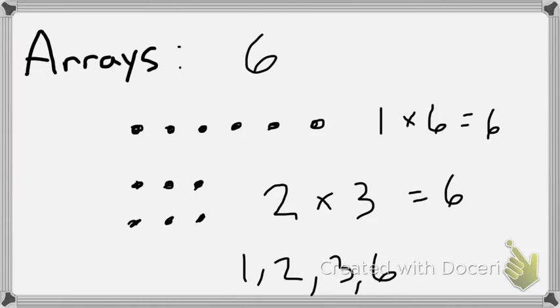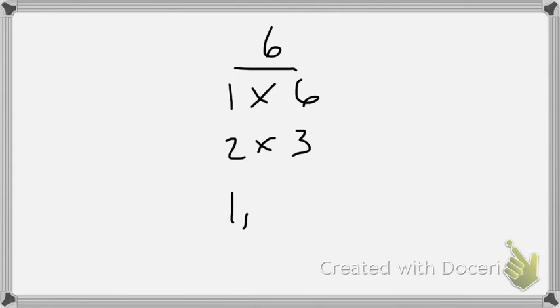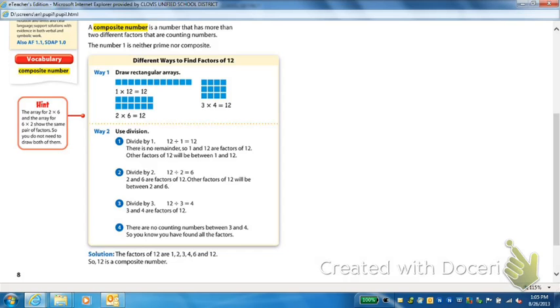And once you get into bigger numbers, you're going to have a lot of these different arrays that could take up a lot of paper and take a lot of time. So we like to start with the number 1 times the number that they're looking for and then go down the line. Here we're trying to find the factors of 12. We have one row of 12. We have 2 rows of 6, and that equals 12. Then we have 3 rows of 4, and that equals 12.